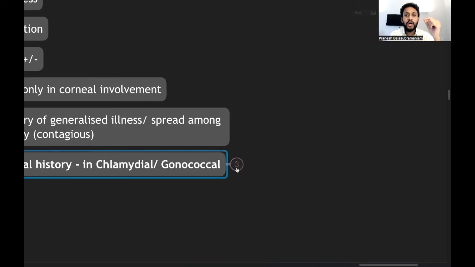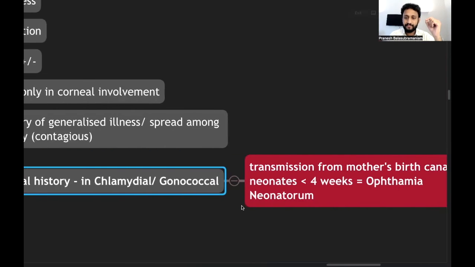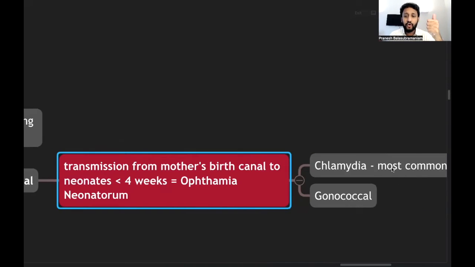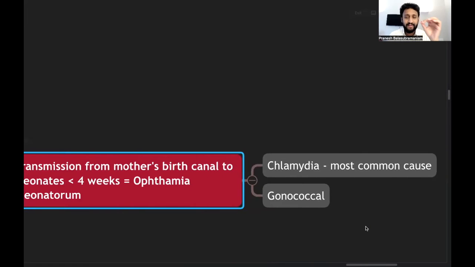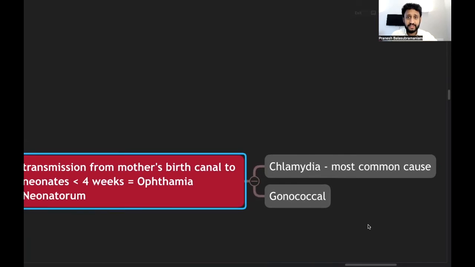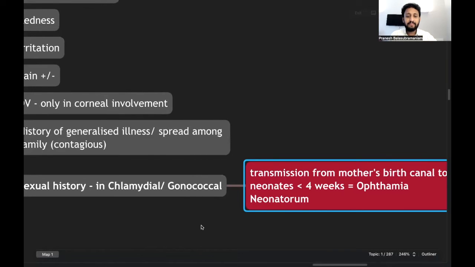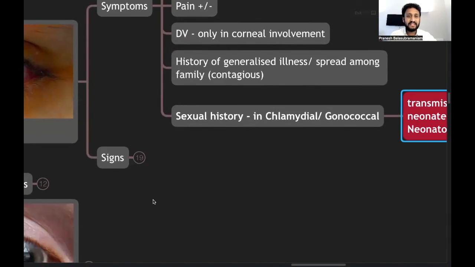What do you call it as? Ophthalmia neonatorum. Chlamydia and gonorrhea are going to be two important implicating factors of ophthalmia neonatorum, of which chlamydia is the most common cause. All right, so with that in mind, let's look at the signs involved.